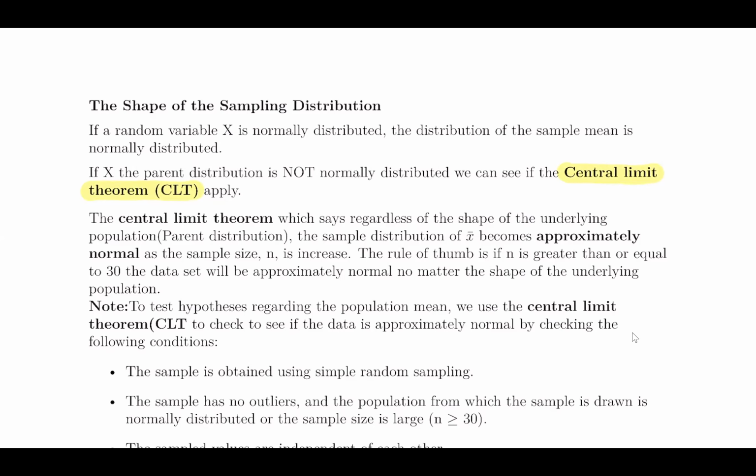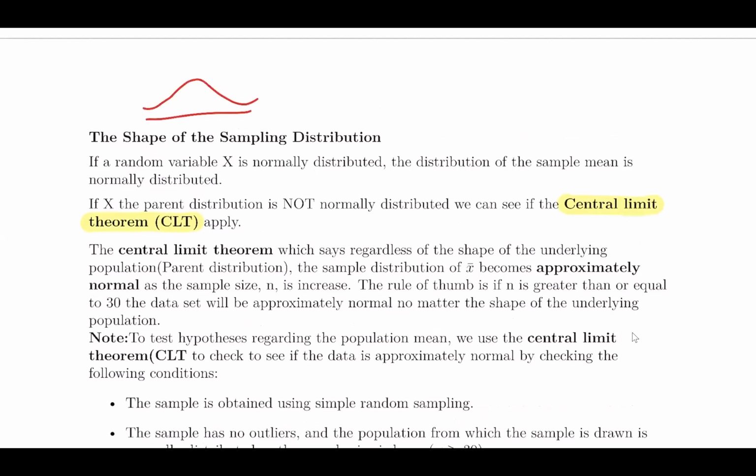So if I already know from the beginning that the parent distribution is normal, so we'll say this is the parent, then I already know that the child distribution will also be normal. So we use the central limit theorem to check to see if our distribution is non-normal. So say like the last one that we did, where it was kind of like uniform, we want to apply the central limit theorem for that one.